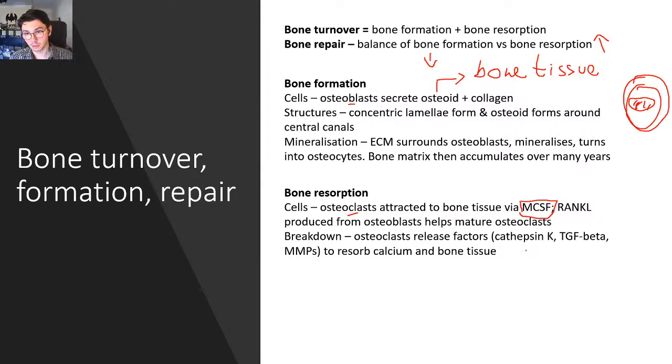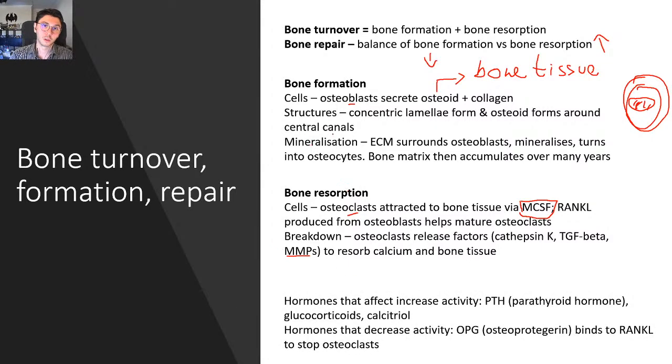They release factors: cathepsin K, TGF-beta, and matrix metalloproteinases, which act as enzymes that go to the bone and break it down. Cathepsin K and TGF-beta help facilitate this, and they help attract other cells to aid the osteoclasts. The end result is you resorb calcium and bone tissue. And this is very important because if you just form bone but don't remodel it, then the bone will become architecturally weak. Think of it like just pouring cement and not doing anything with it. You need the osteoclast to shape it and carve it.